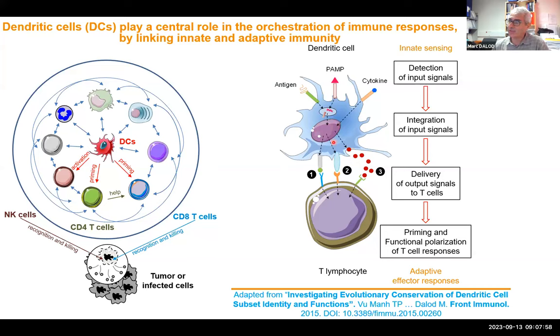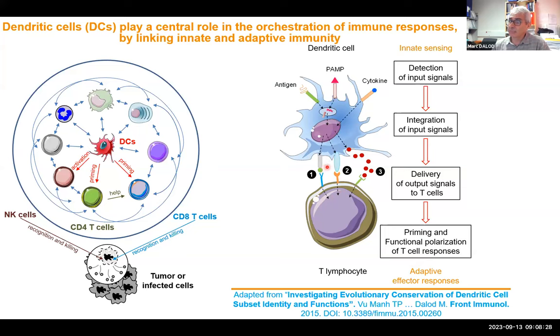And this integration is going to determine the output signals that the DCs are going to deliver to T cells, in terms of antigen presentation for T cell receptor activation, in terms of activating or inhibitory co-stimulation, and in terms of activating or immunomodulating cytokines. And these output signals are going to determine the outcome of T cell priming and the functional polarization of T cell responses.